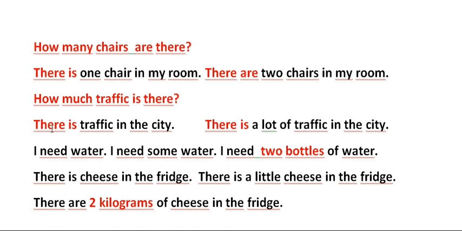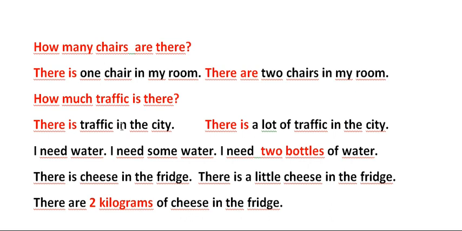And the answer is, of course, there is traffic in the city. There is a lot of traffic in the city. There is much traffic in the city. There is some traffic in the city. All of them are traffic, not traffics. There is traffic. There is a lot of traffic.